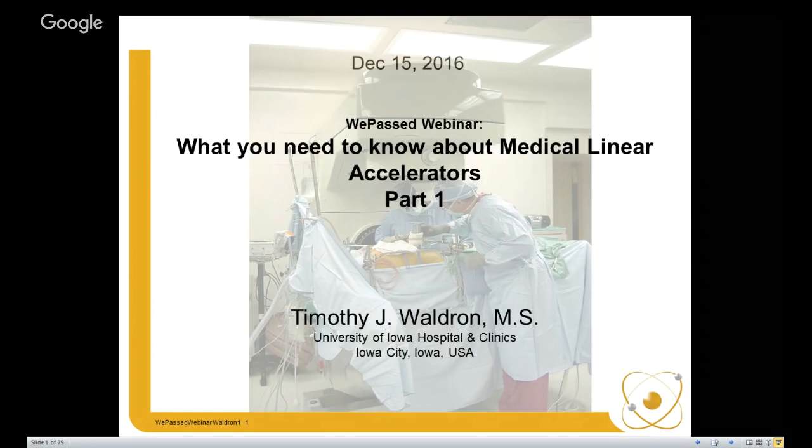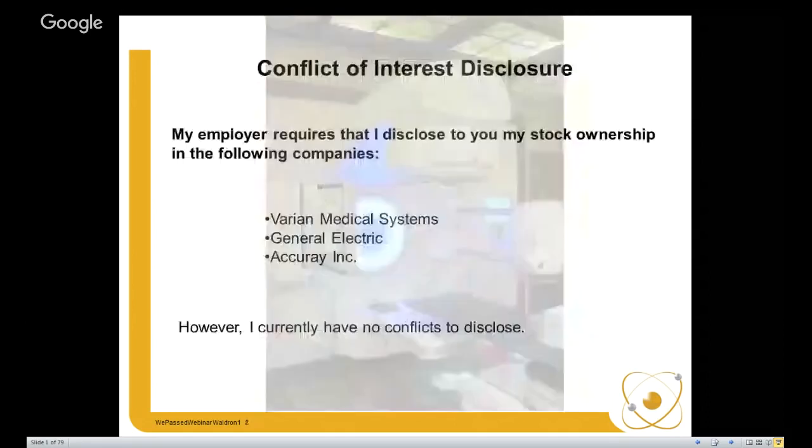So I'm Tim Waldron. I'm a medical physicist, about 100% clinical, and we're going to talk tonight about what hopefully you need to know about medical Linacs. I do have some conflicts of interest disclosures to declare, but nothing current. My employer likes me to tell everyone what companies I own stock in, and there they are.